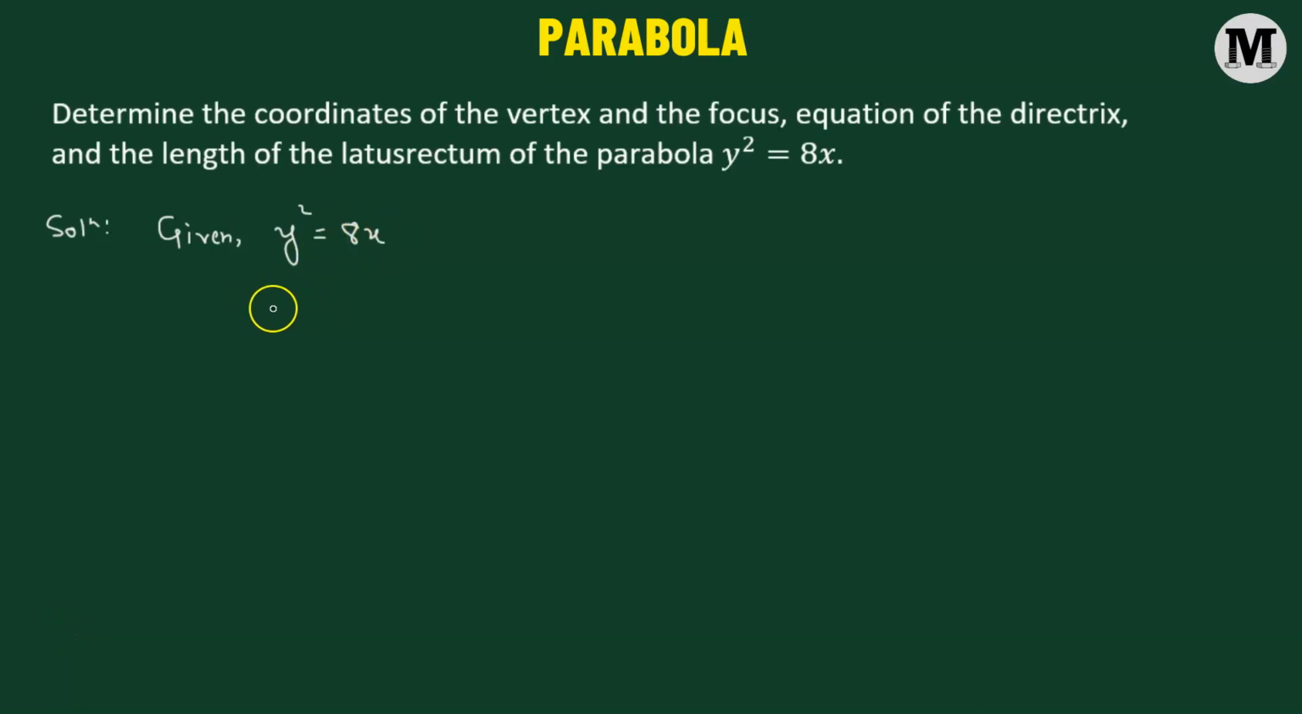Now clearly this particular parabola can be compared with the standard form y squared equals 4ax. Whenever we have the equation of the parabola given as y squared equals 4ax, this means this is a right facing parabola, meaning we can consider the axis of symmetry to be the x-axis. Then we have the vertex at point V, and we have the focus of the parabola.